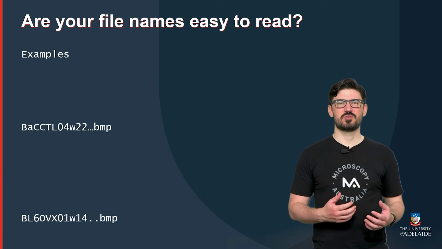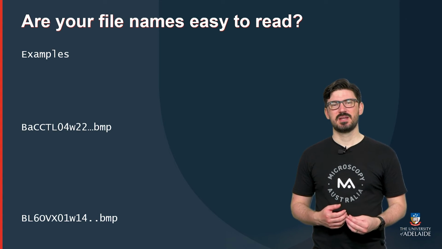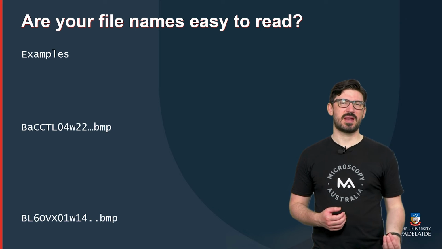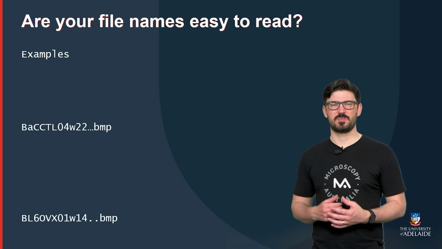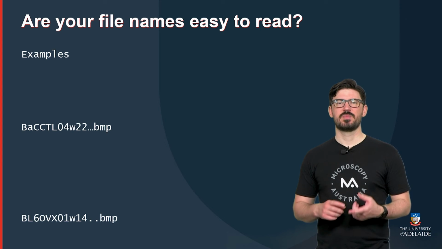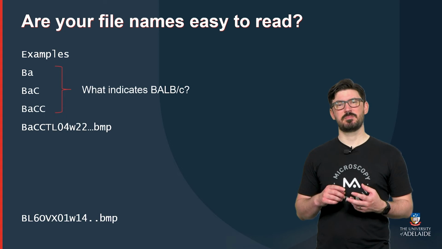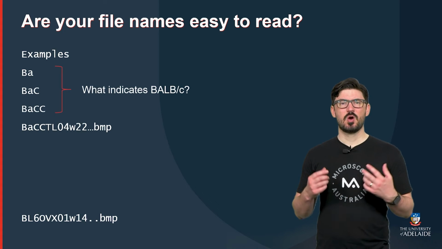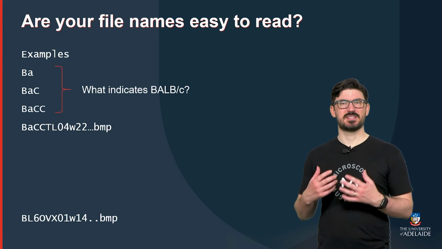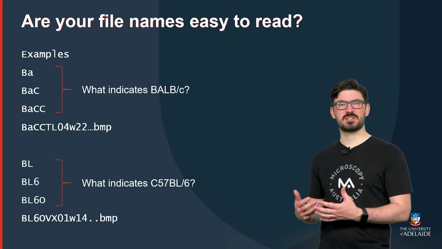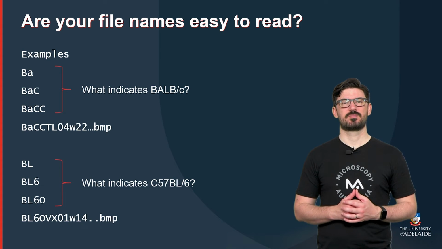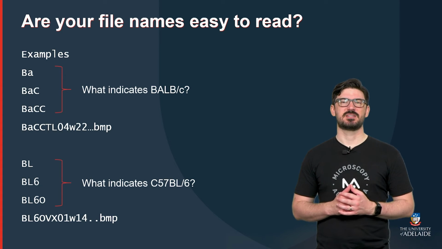But if you've just joined at this specific time point, it's not going to be clear where one attribute ends and the next should begin. For example, is the white mouse strain indicated by BA, BAC, or BACC? Is the black by BL, BL6, or BL60? Let's improve this in step 5.